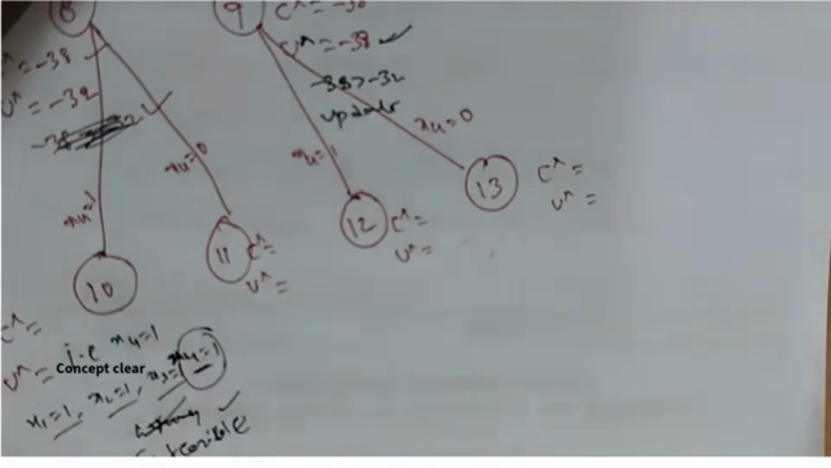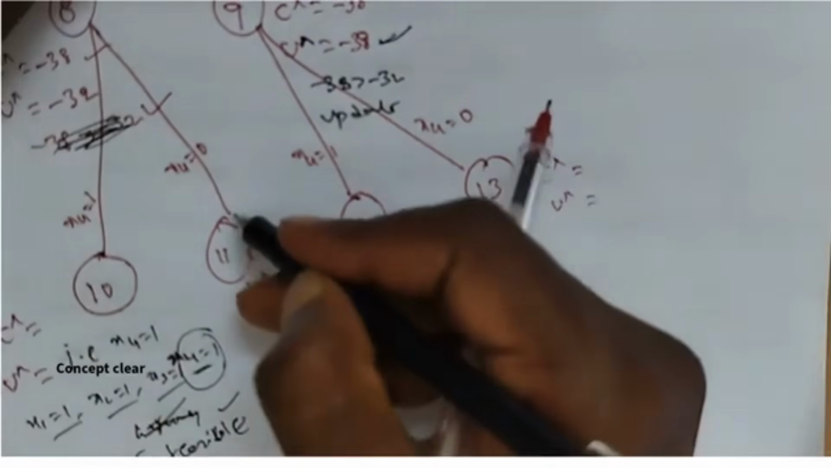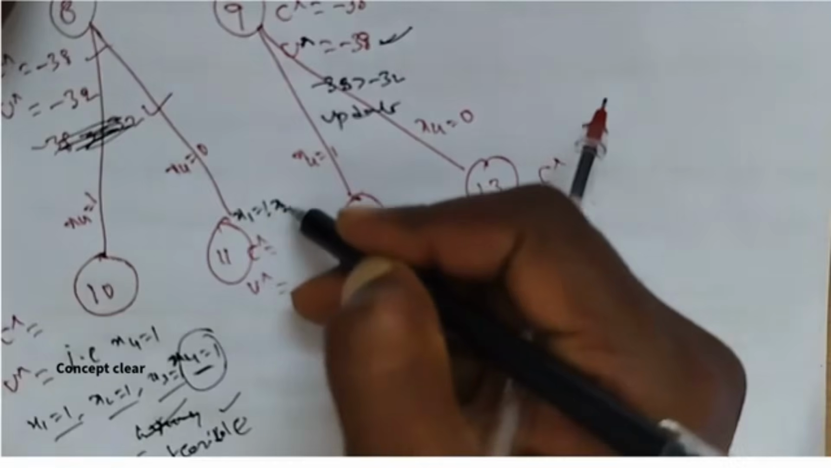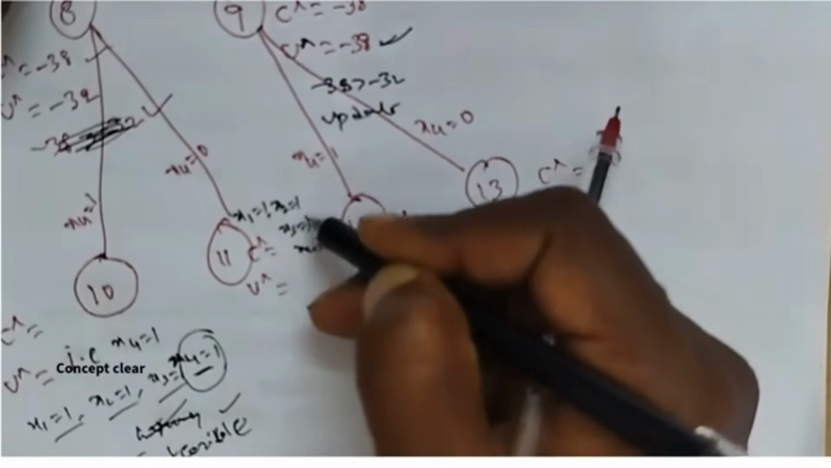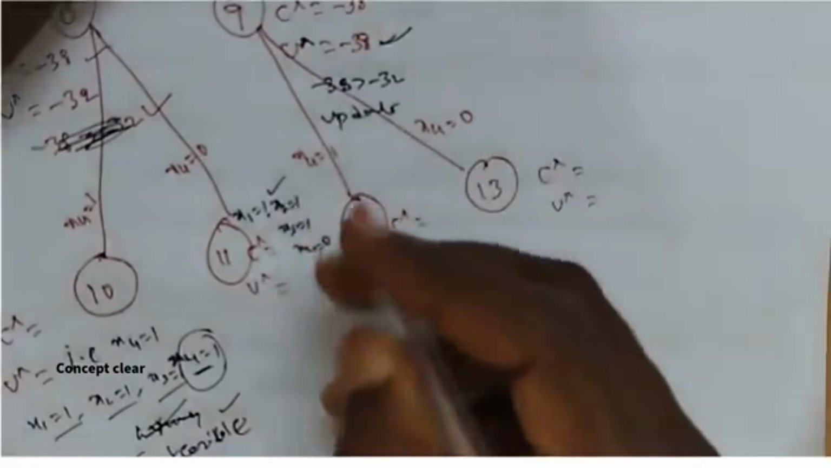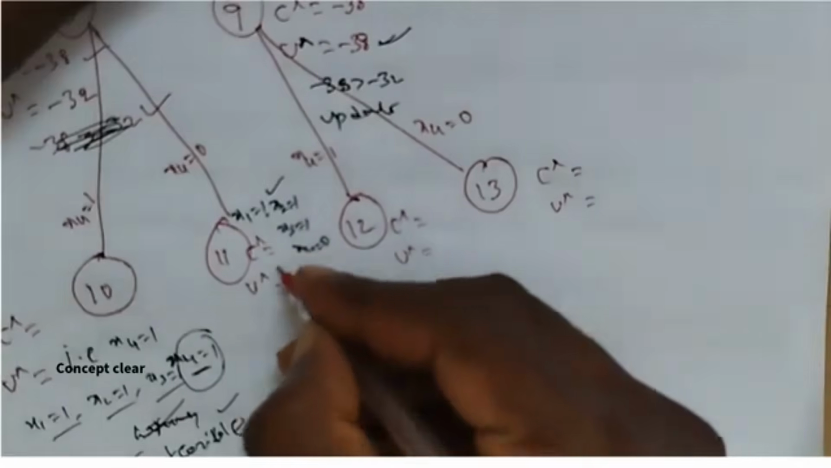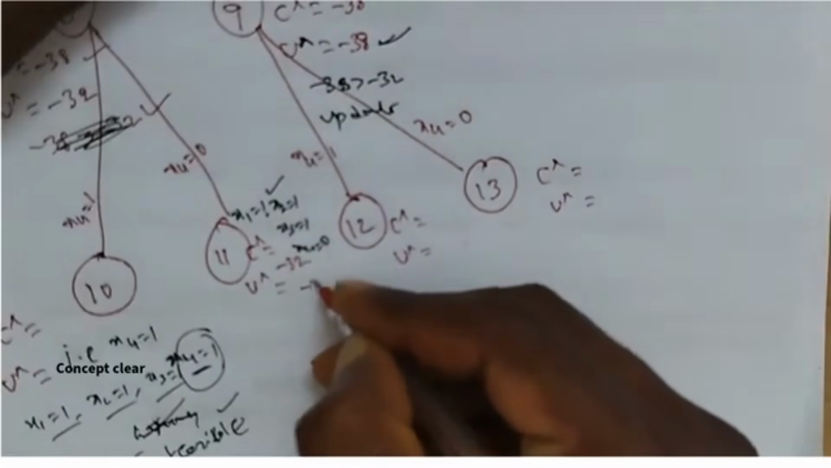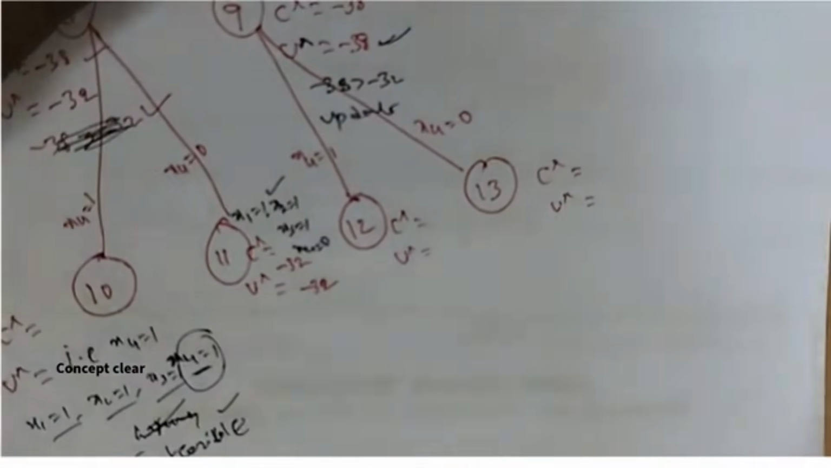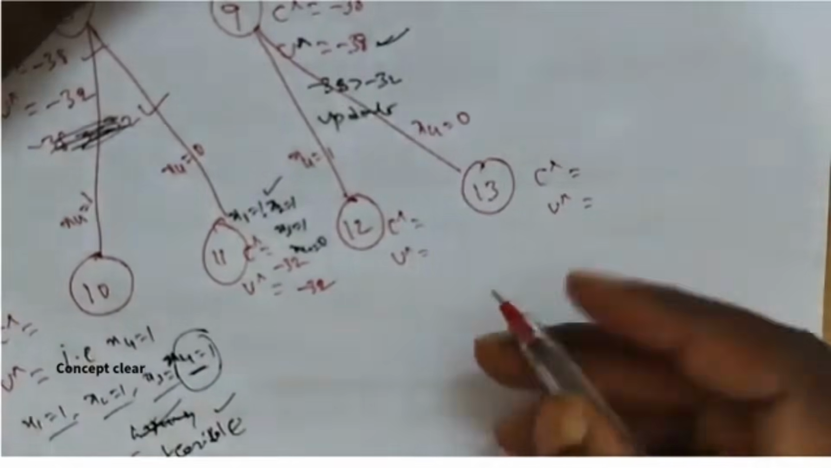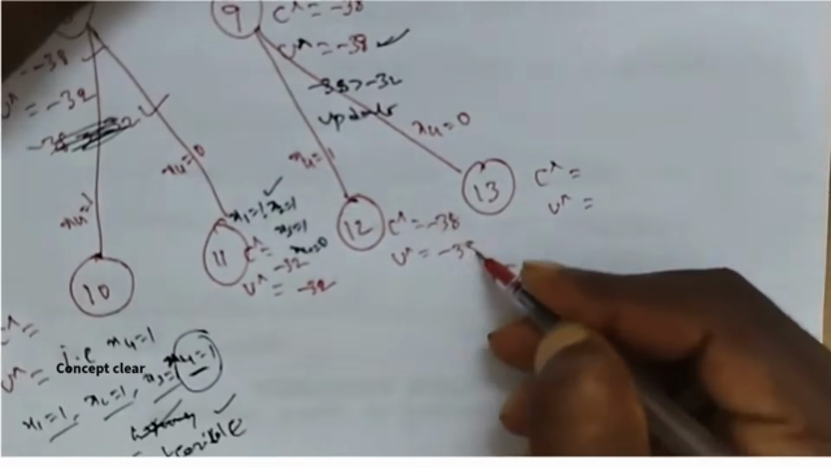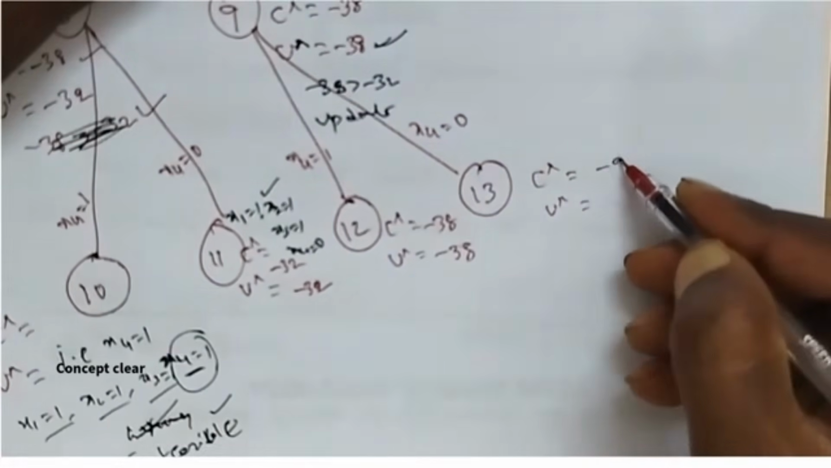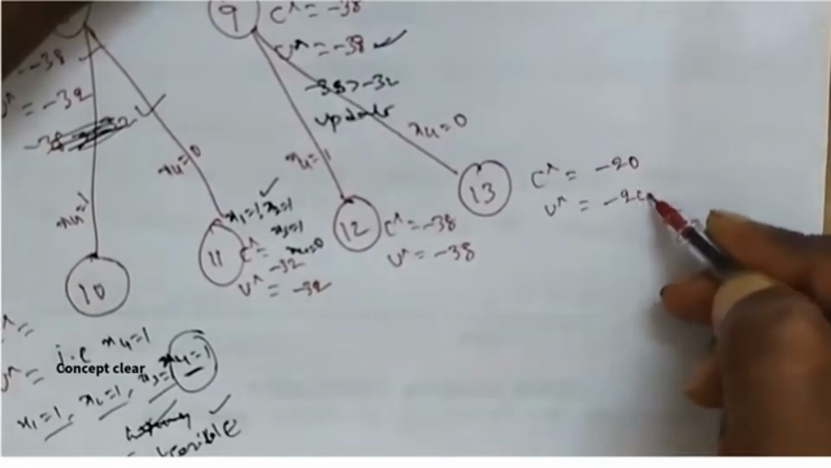Okay, and what about the 9th node? It is possible. Why? Because x1 equals 1, x2 equals 1, x3 equals 1, x4 equals 0. It is possible. What values will we get here? Here we will get minus 32, here also minus 32. And what about the 12th node? The 12th node contains minus 38. Here minus 38. Here we will get minus 20, minus 20.